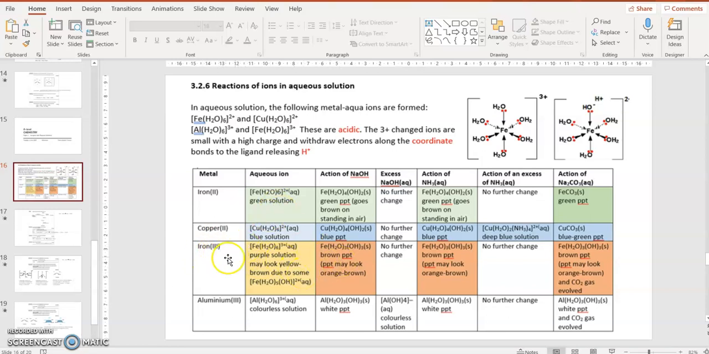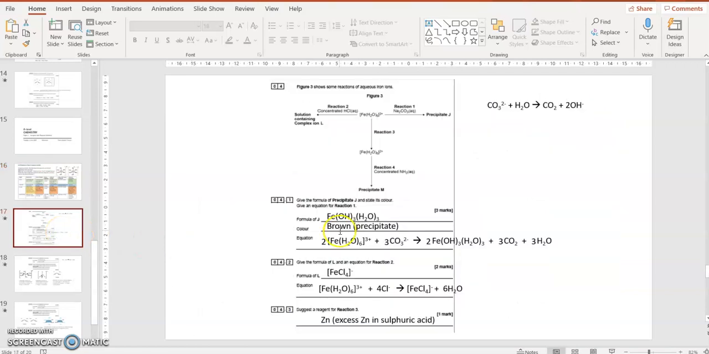We've mentioned how it withdraws electrons along the H2O bonds and releases H+ and leaves OH-. That's how it does it, and it releases H+ by breaking those bonds, those waters. Three of the waters break off into OH- and H+. So let's have a little look then.